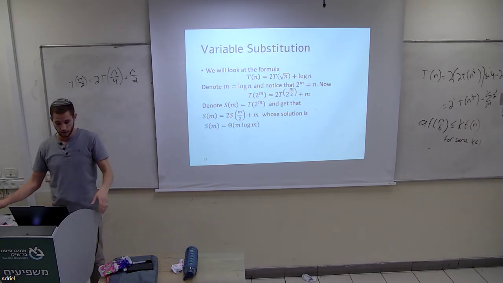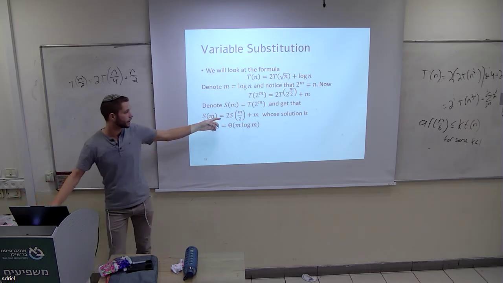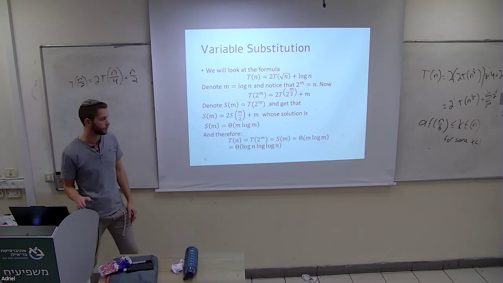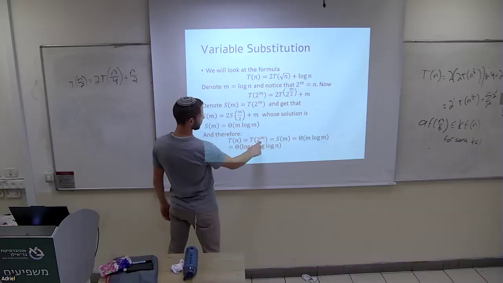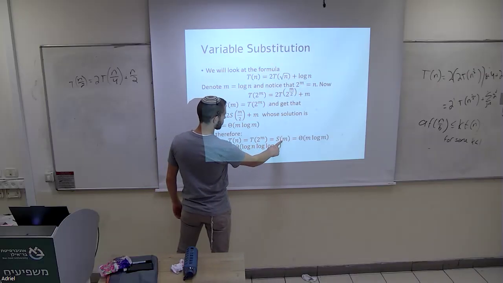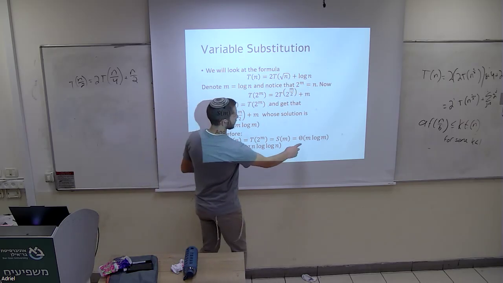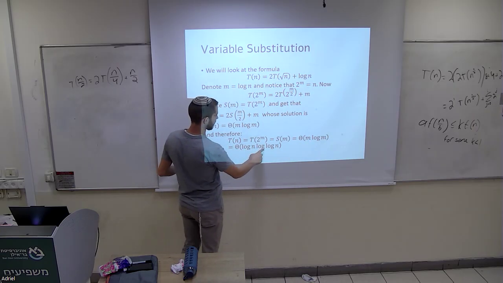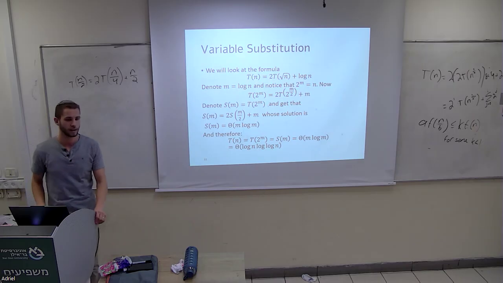And the solution of that is very simply m log m, master theorem, whatever you want. We all know this one. And now we're just going to substitute it back in. So now T of n equals T of 2 to the power of m, which equals S of m, which equals theta of m log m. And then we substitute m for log n. And then we have log n times log n, which is kind of hard to do with the substitution or iteration. Therefore, we need the variable substitution.